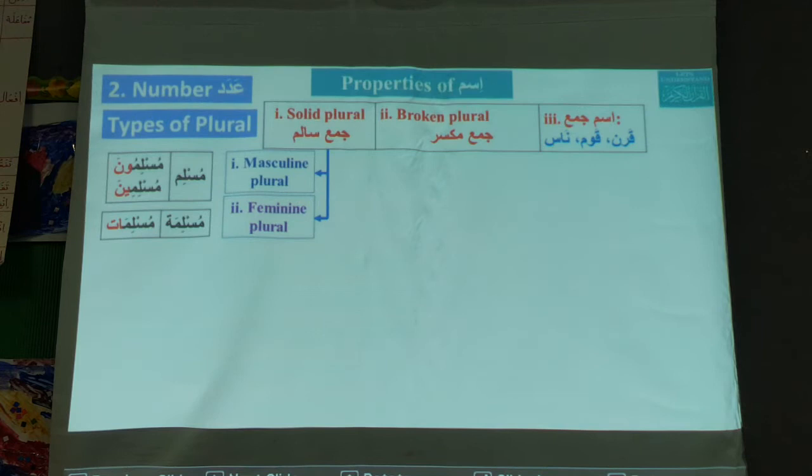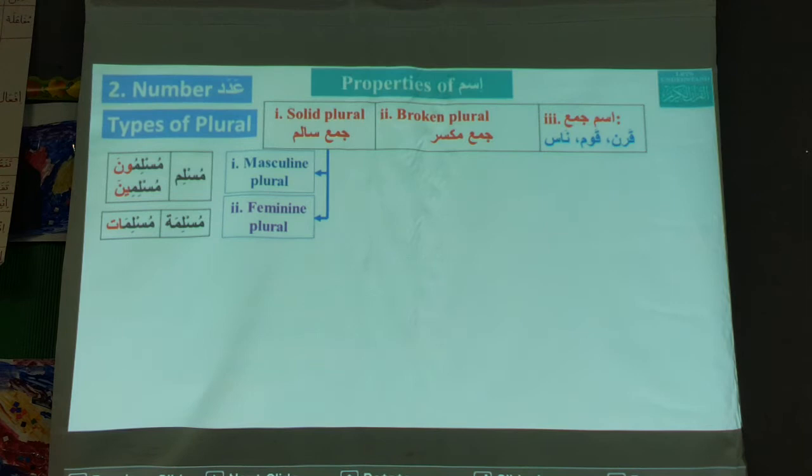Okay, let's talk about now types of plural. So we know that a number can be singular, dual, and plural. Dual we have already studied. And plural, there are three kinds of plural. First one is called solid plural, jama salim. The second one is called broken plural or jama mukassar. And the third one is called ism jama. Like it is a group of people, like qaum, nation, qarn. Qarn is a town. Town has a lot of people in it.